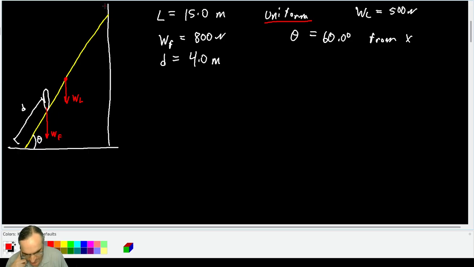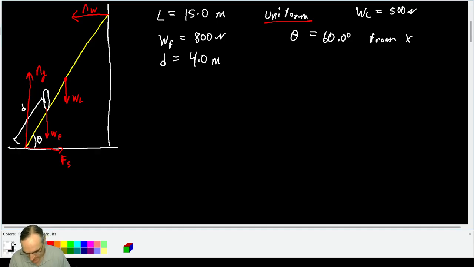Alright, it's asking us to find the forces due to the wall and the ground. Well, the ladder experiences a normal force due to the wall, which means it must be experiencing a static friction force due to the ground, because that's the only way we get another horizontal force that can cancel. And then there must be a normal force due to the ground. So these are all of the forces.